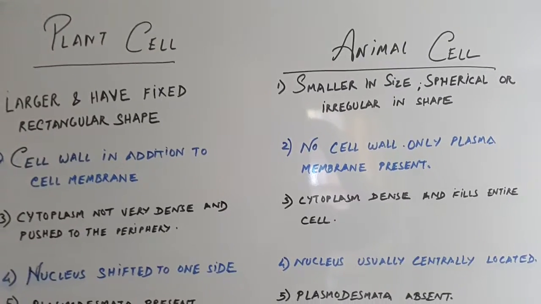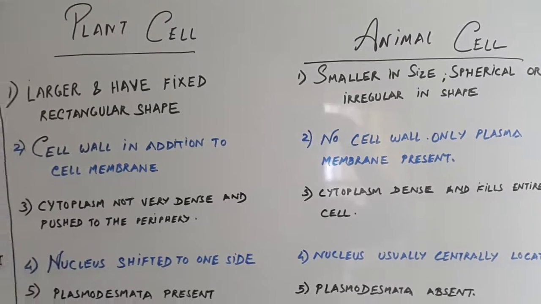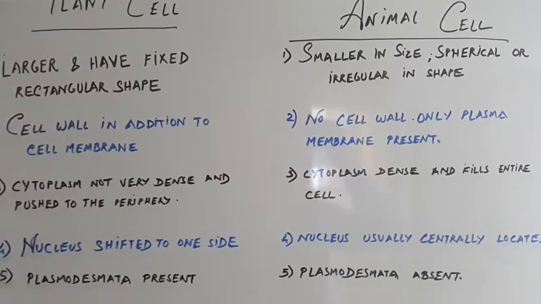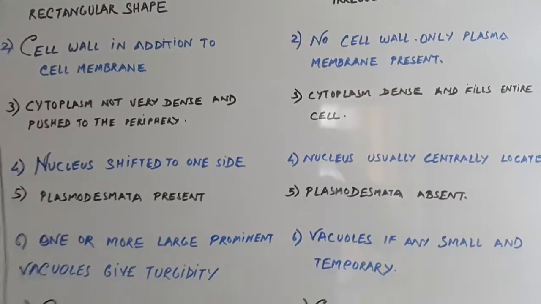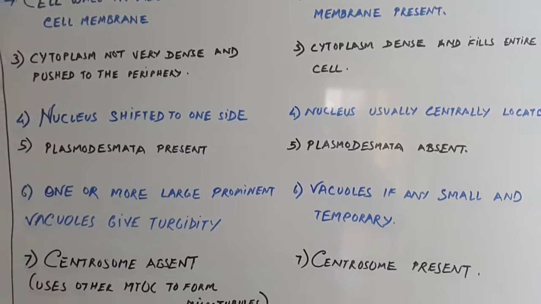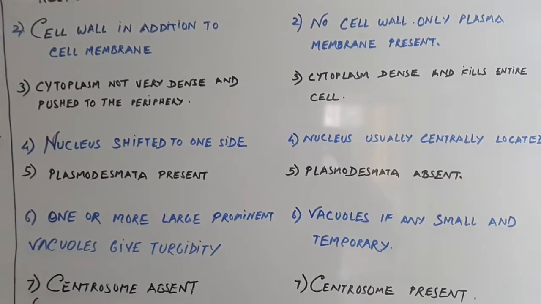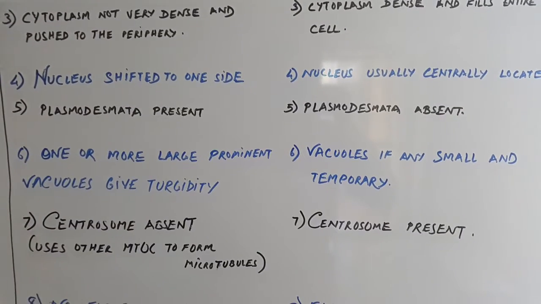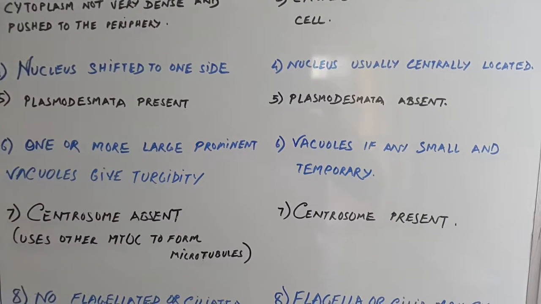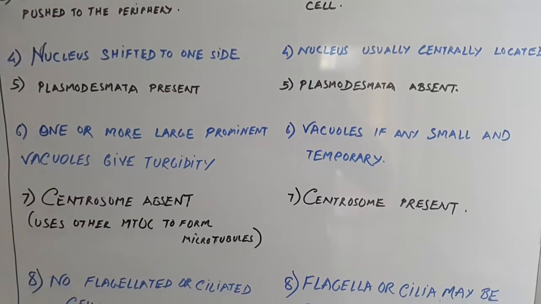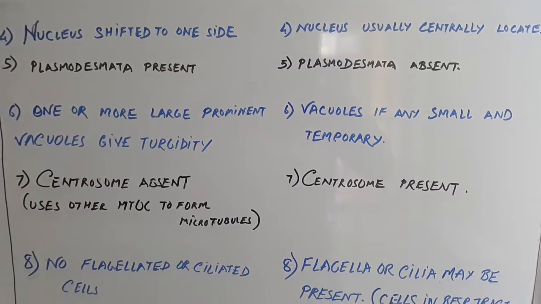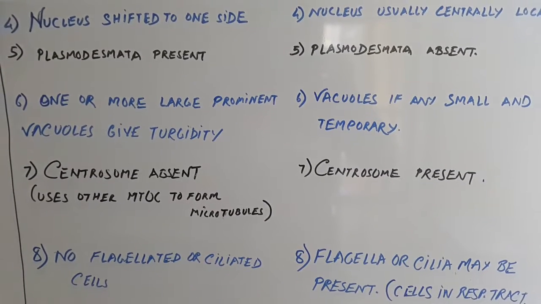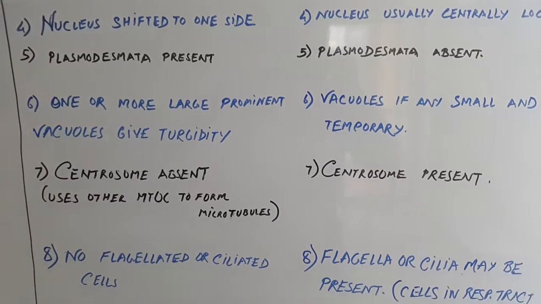The cell wall is present in the plant cell in addition to the cell membrane, and in the animal cell you only have the cell membrane. Cytoplasm in the plant cell is not very dense and it is pushed to the periphery, as I had said earlier, and in the animal cell it is dense and it fills the entire cell. Nucleus is also shifted to one side in the plant cell. In the animal cell it is usually centrally located. Plasmodesmata is present in the plant cell and plasmodesmata is absent in the animal cell.